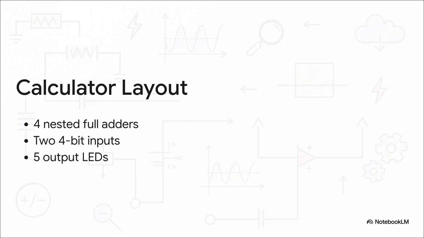Think about the hierarchy going on here. Inside those clean little blocks are dozens of complex transistors. But for us, it's super easy to read. We wire up 2 4-bit inputs and route the output to 5 LEDs representing the values 1, 2, 4, 8, and 16. It is wildly exciting seeing this come together in a free tool.